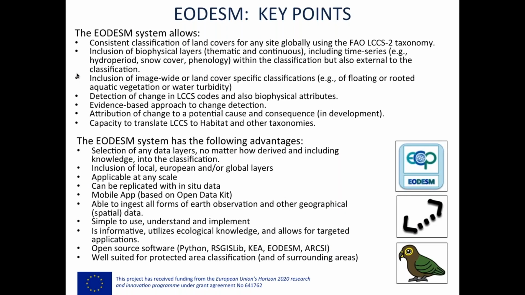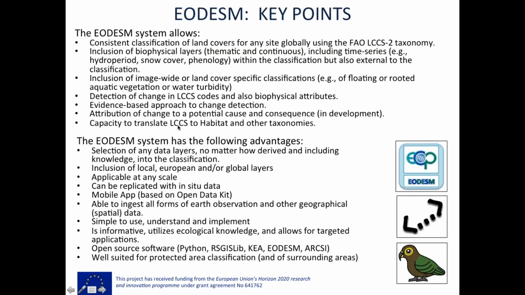I won't read them out, I actually will do very quickly. You can do consistent classification of land covers for any site globally. In the virtual laboratory, you can include any biophysical layers, including time series within the classification, but also those that aren't used in the classification, such as biomass. You can include all sorts of different land cover specific classifications, such as the extent of floating or rooted aquatic vegetation. It detects change in LCS codes and biophysical attributes, an evidence-based approach to change detection.